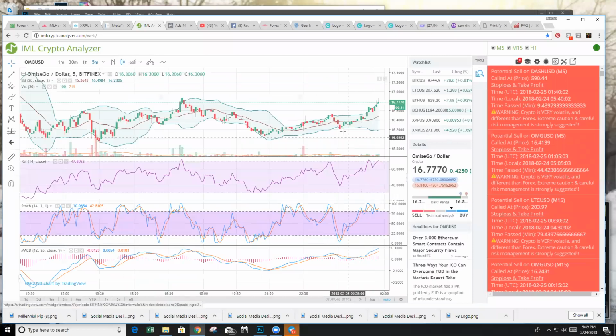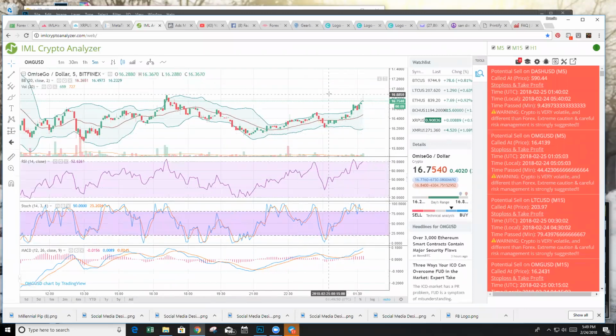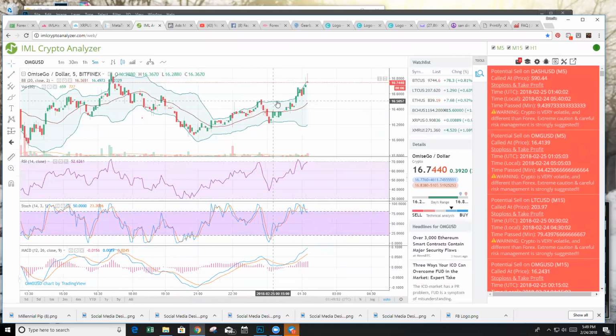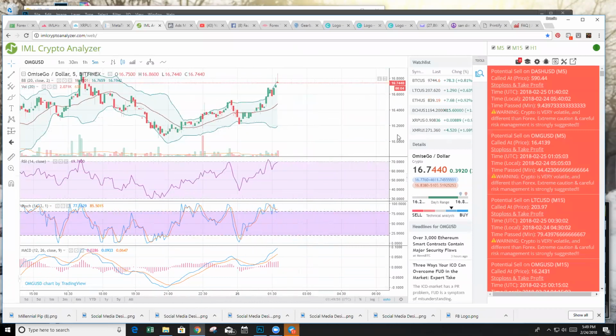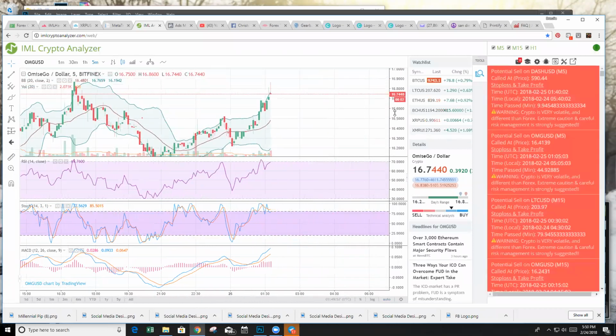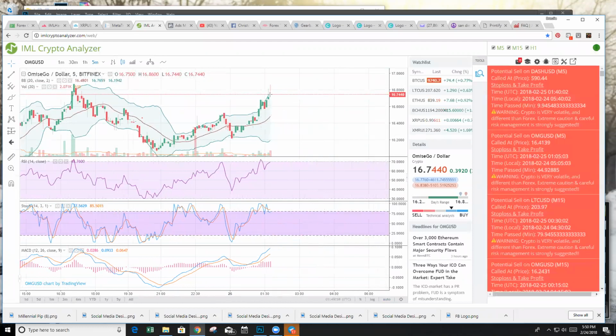It normally calls out a lot more trades. We've been on here for like 50 minutes now, and it's only called out 1 trade. I find that on the weekend, crypto is a little bit slower when it comes to the alerts on the crypto analyzer than on the weekdays.